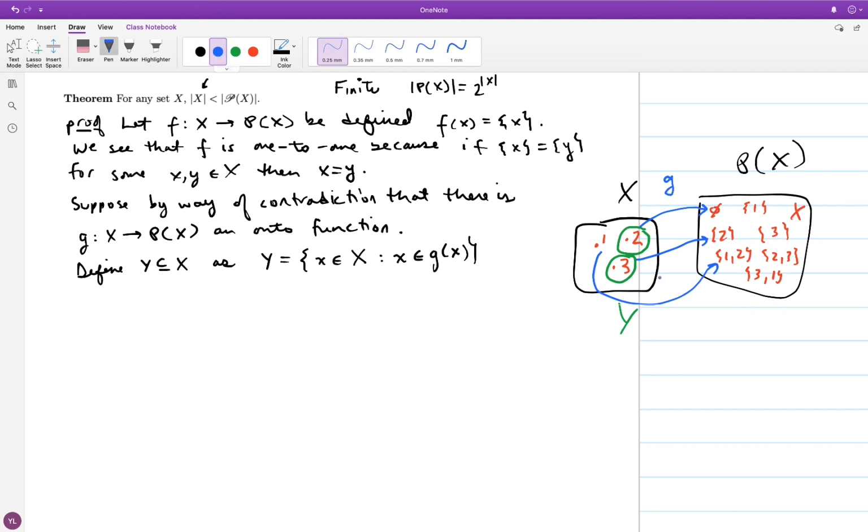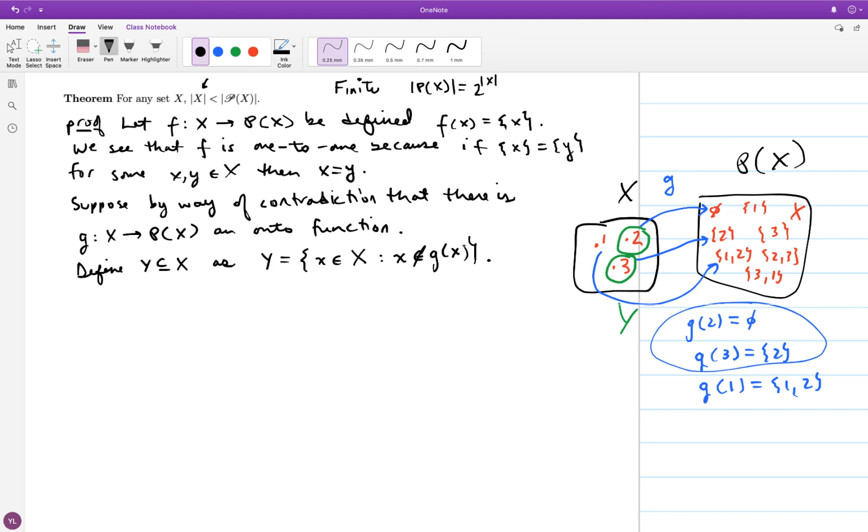To be clear, g of 2 is the empty set, g of 3 is singleton 2, that's what the arrows are saying, and g of 1 is {1, 2}. So only these two x values would satisfy, oops, I'm supposed to put not. There we go, not. These two elements are not in their corresponding output sets, like that.